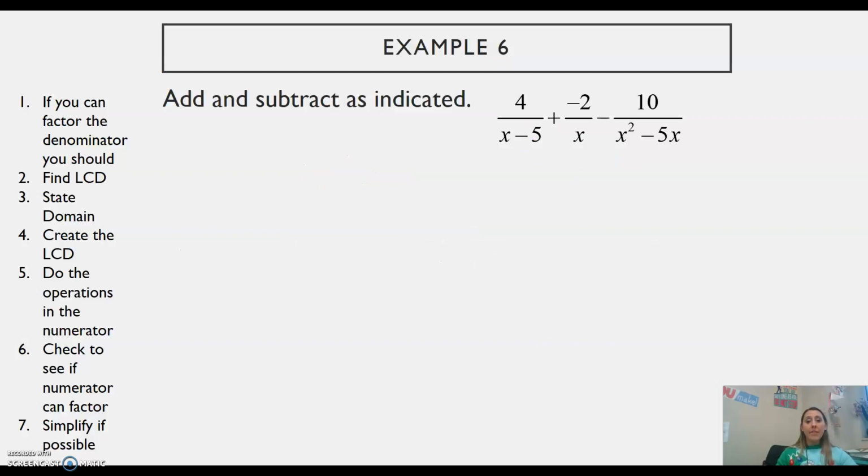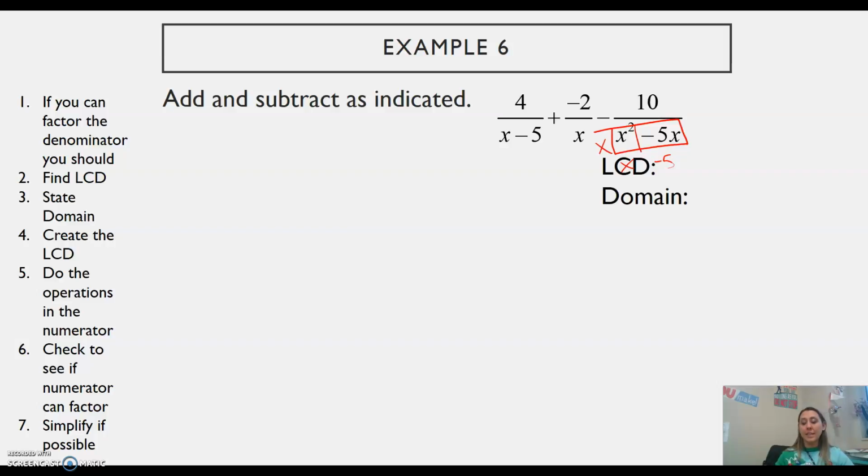Okay, so now we have this one, and we are going to add and subtract, because now we've got three fractions. And again, if I can factor, I should. And I can factor this. So just like before, I'm going to factor a GCF, so x, and then x times x minus 5. Okay, so that gives me the same thing.